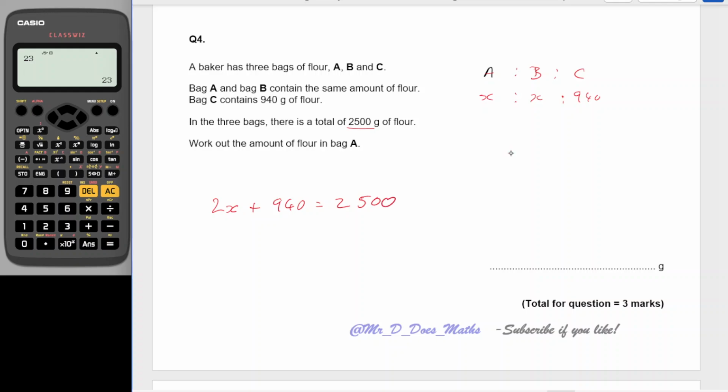So the first step is to minus 940 from both sides. So I'd get 2x is equal to 1,560. Divide both sides by 2, x is going to be equal to 780. Just double check that we've answered the amount of flour in bag A, so 780 grams.